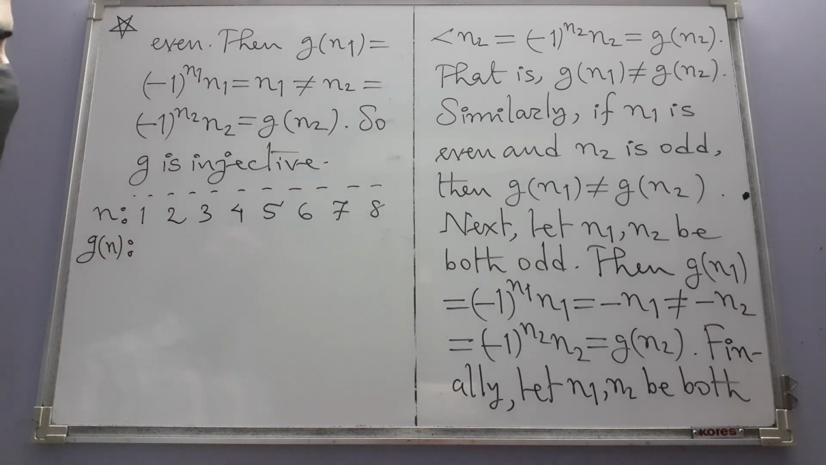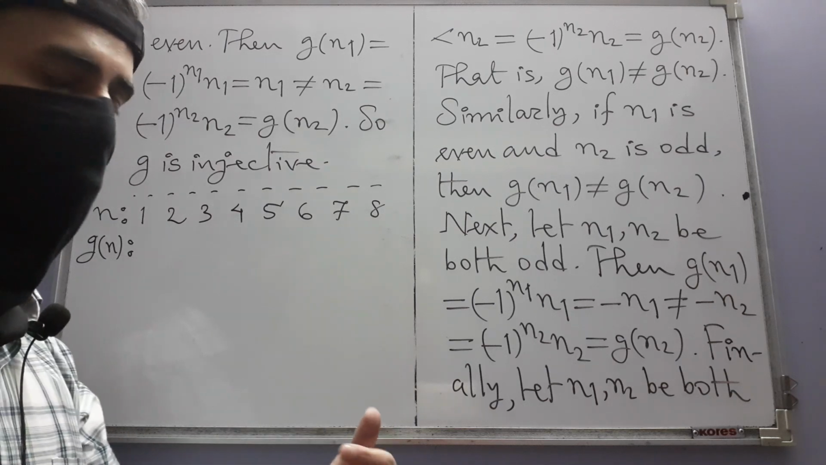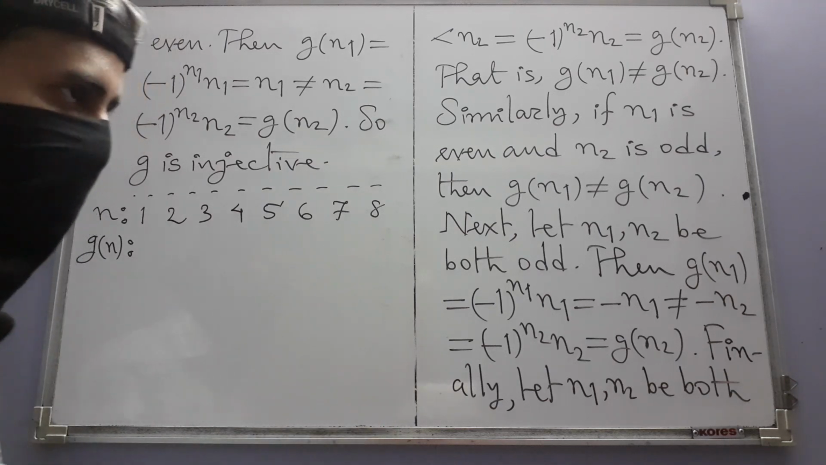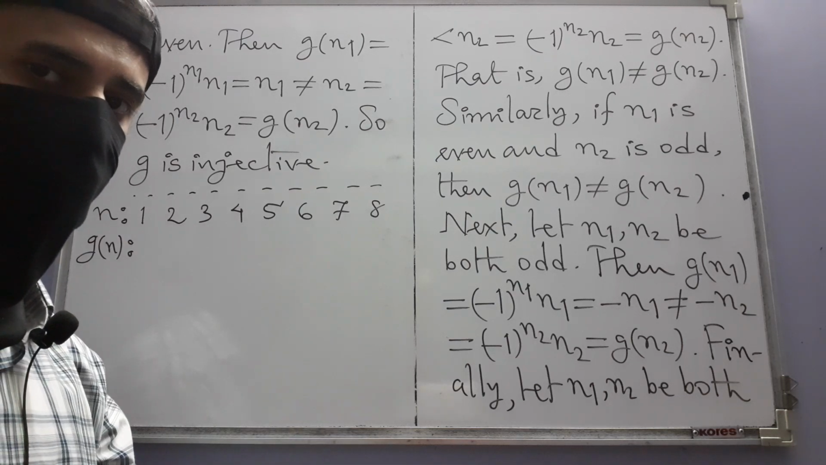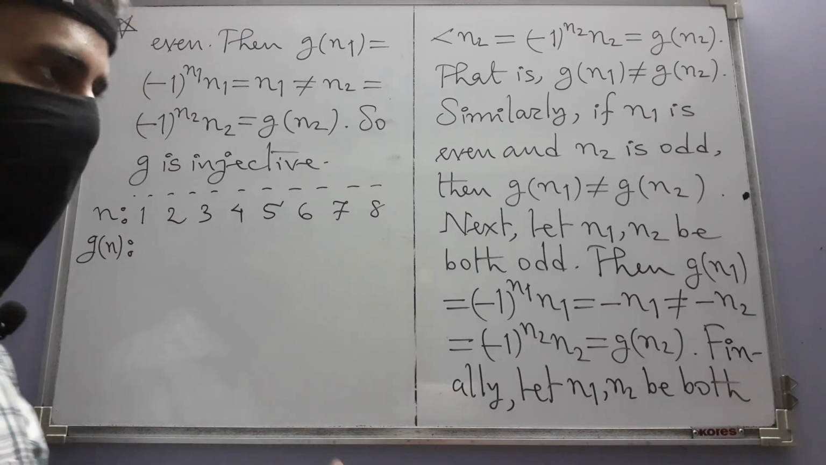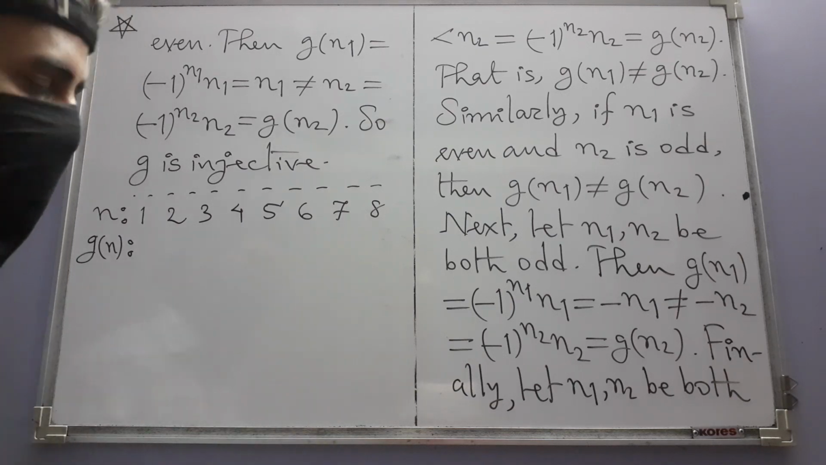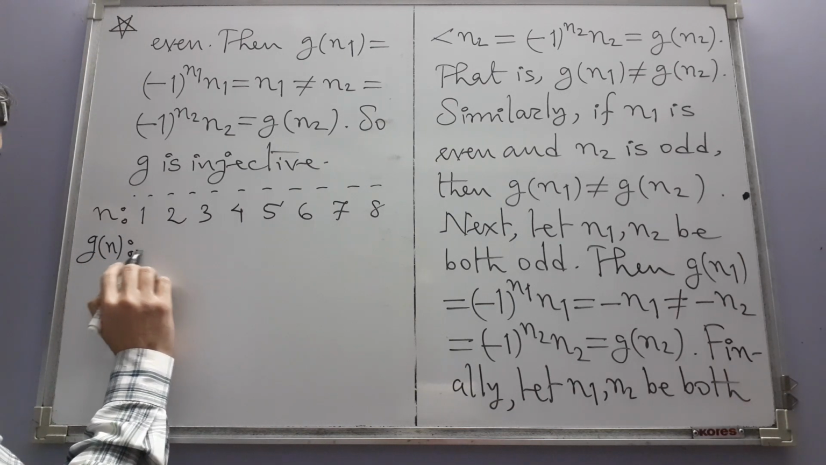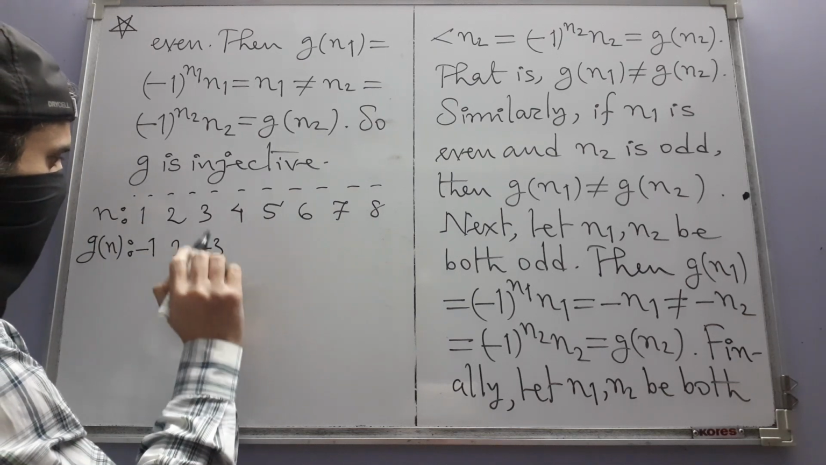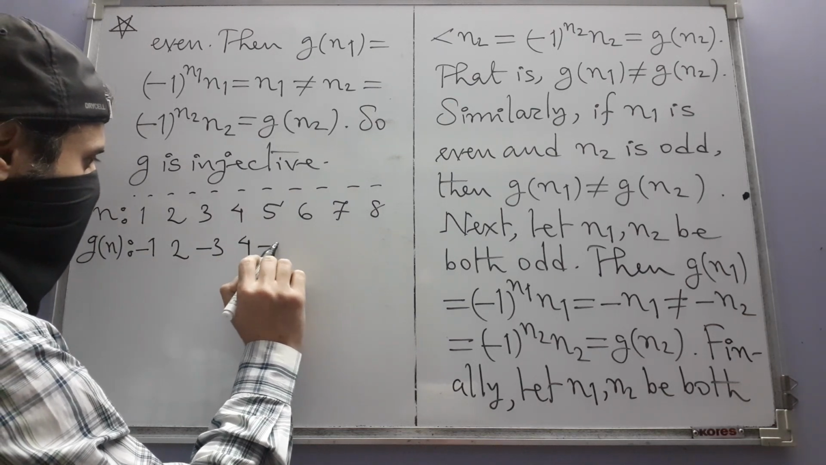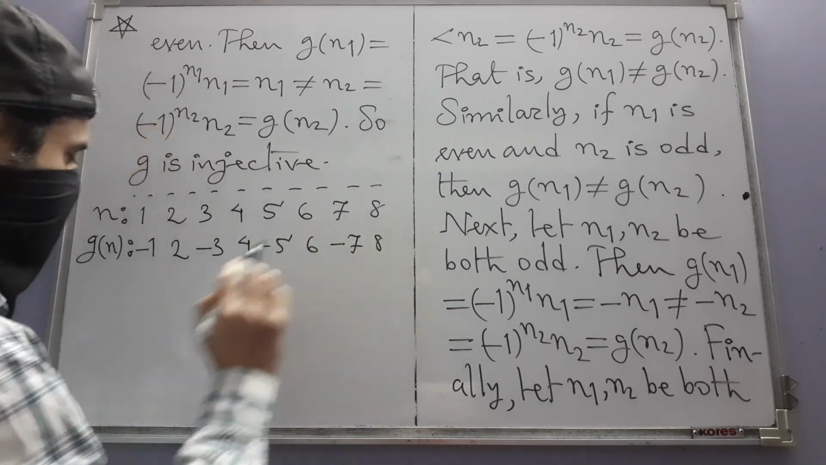So what is our g? What's the definition of g? We multiply the input n by minus 1 to the power n, and that's why the output is simply the input if the input is even. But if the input is odd, then the output is the negative of the input. That means these are the outputs: minus 1, 2, minus 3, 4, minus 5, 6, minus 7, 8, and so on.